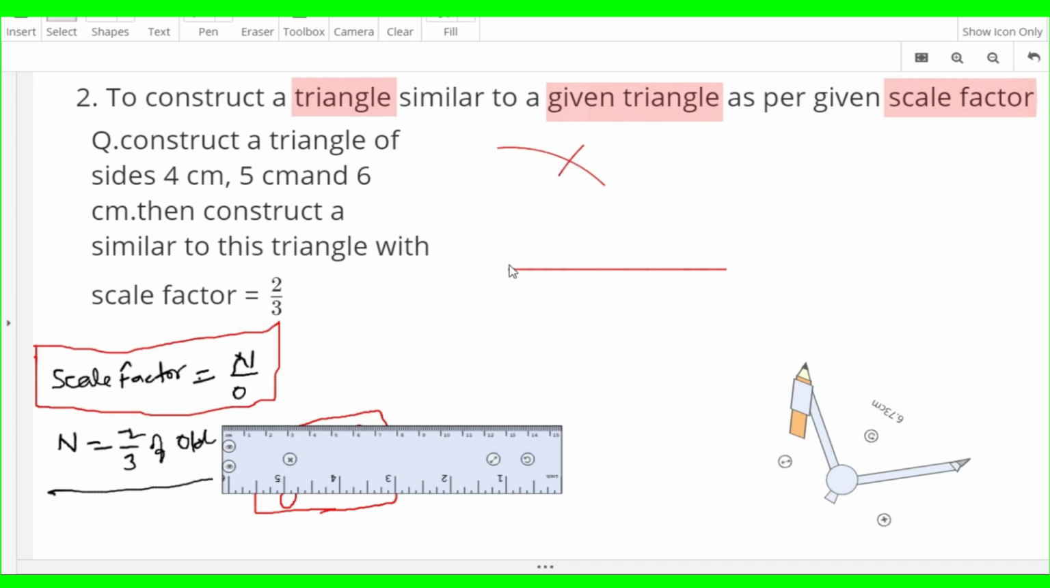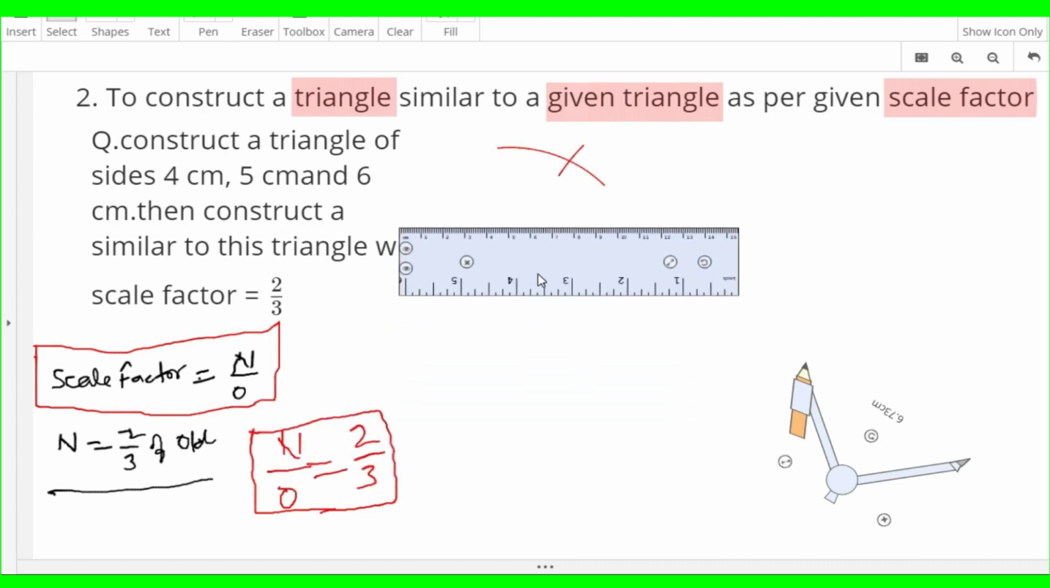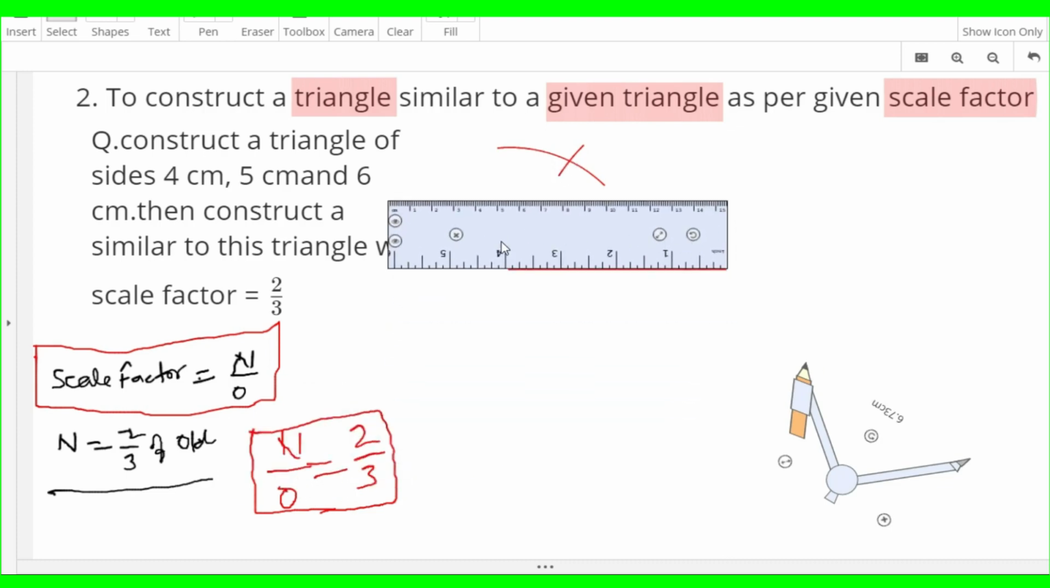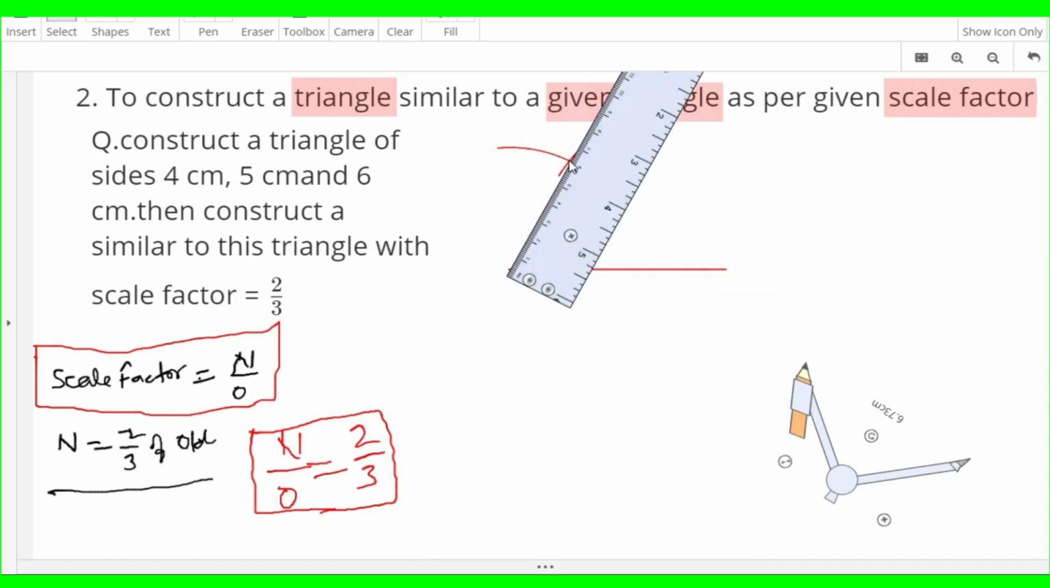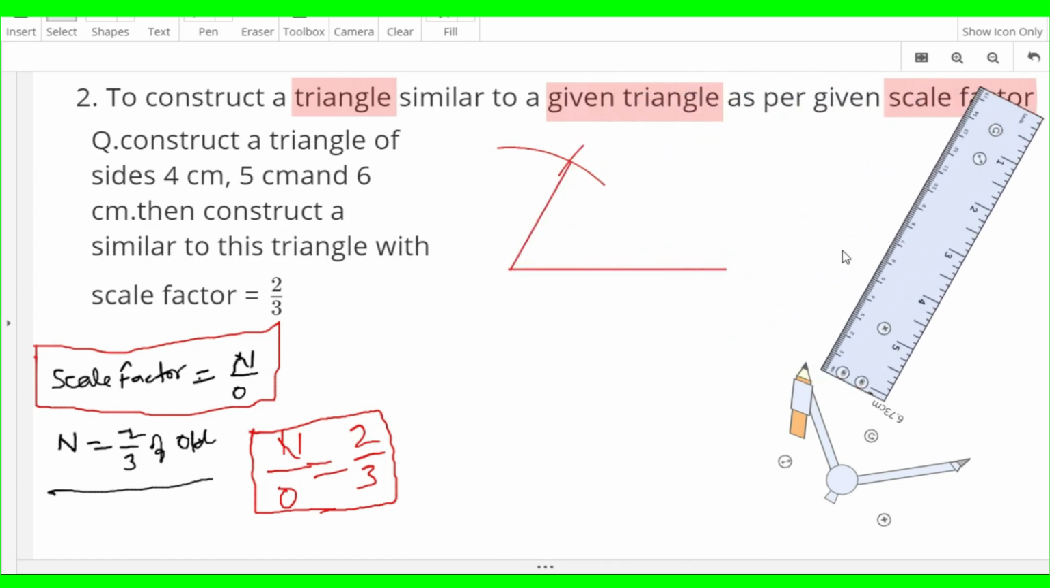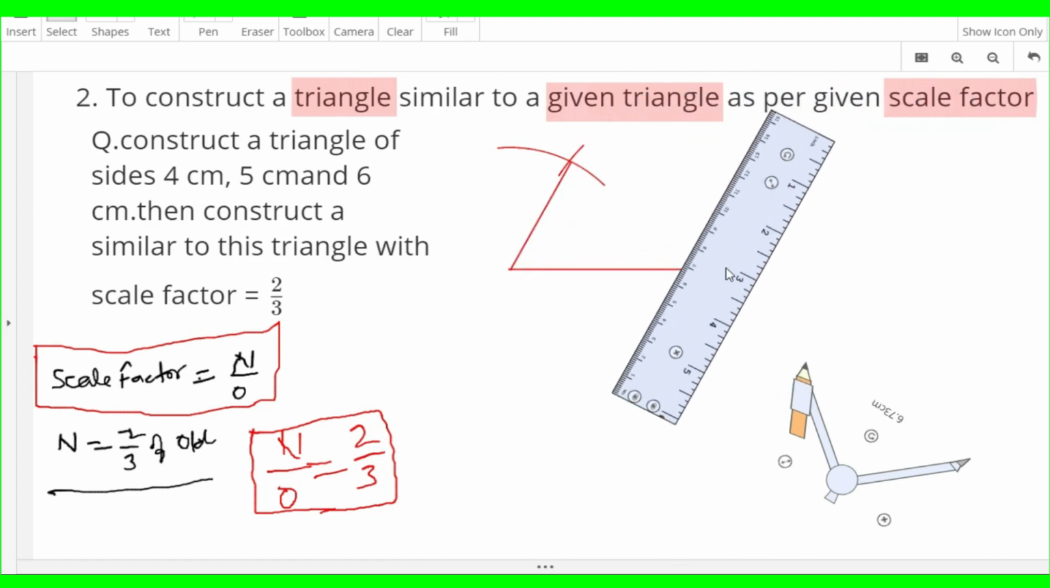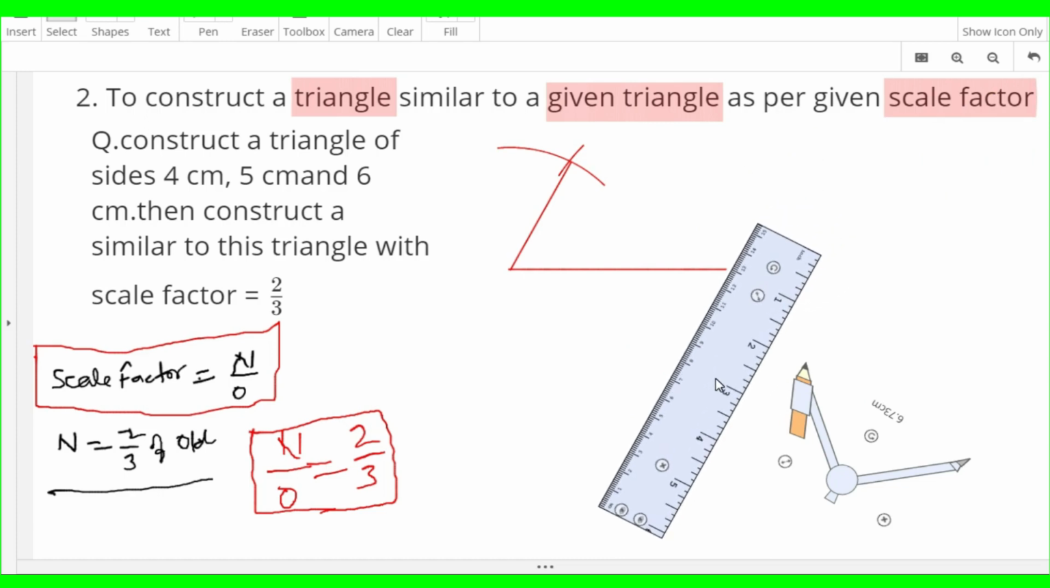Now join this point to this point by using a ruler. You join, so this is the line segment we have got. One more line segment we have to join from here.